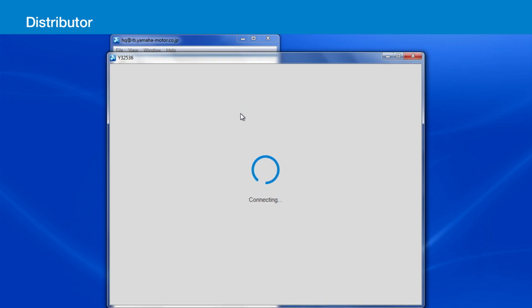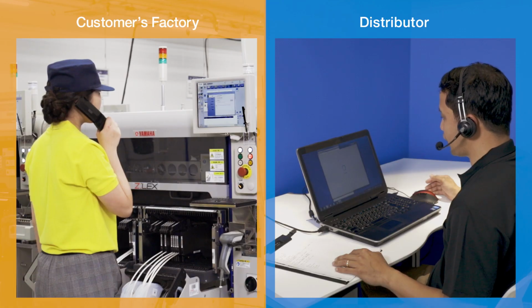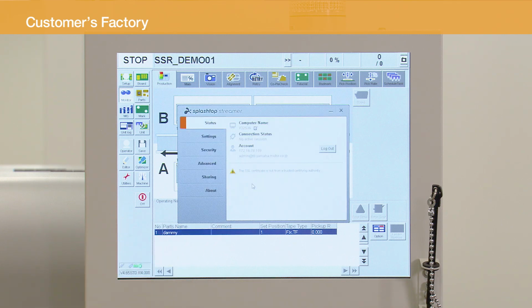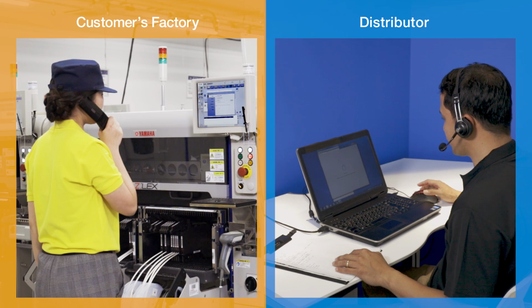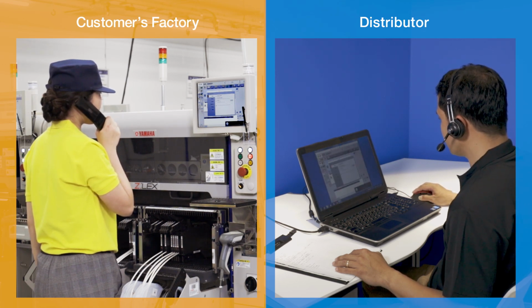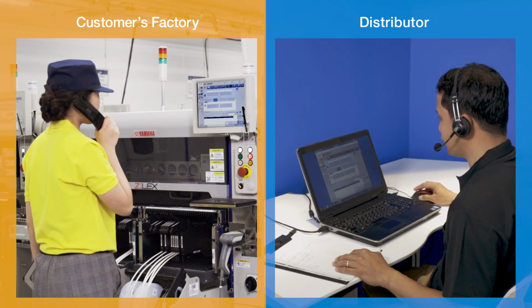Okay, now we are connecting. If the confirmation button appears on the screen, please press the allow button on the left side. Yes, I pressed it. Okay, we are now connecting. Now connection is completed. We will check the machine error history.